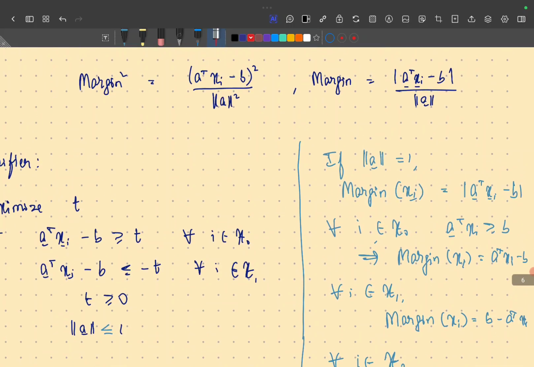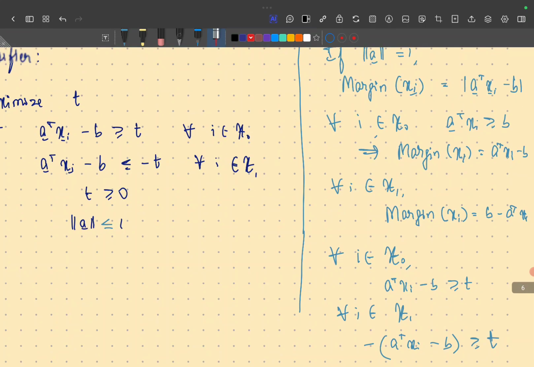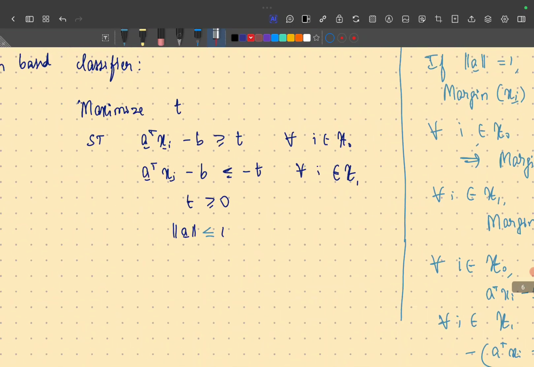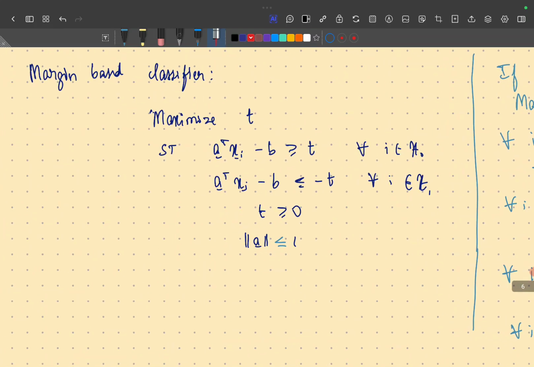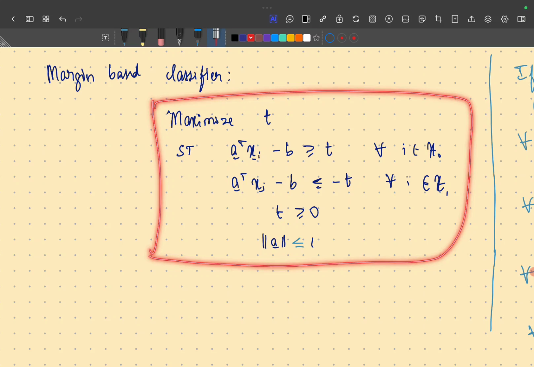The margin is equal to A transpose xi minus b divided by norm of A. If norm of A is less than 1, then the margin is strictly larger than A transpose xi minus b. And I've demanded that these quantities are always greater than or equal to t, which will ensure that the margin is at least t, as long as norm of A is less than or equal to 1. All right. So that's how I end up with this particular optimization problem.